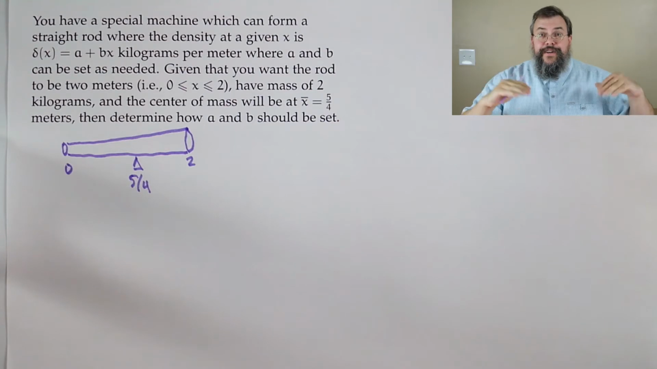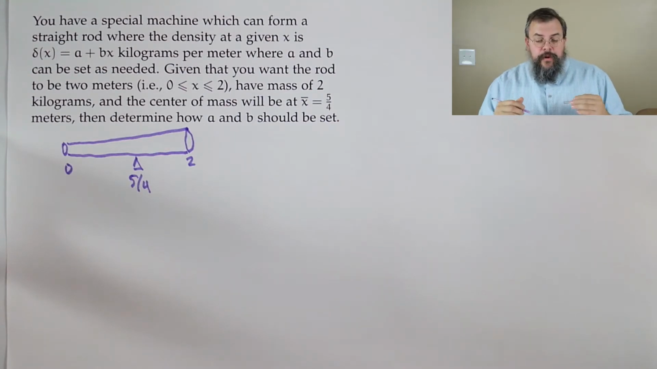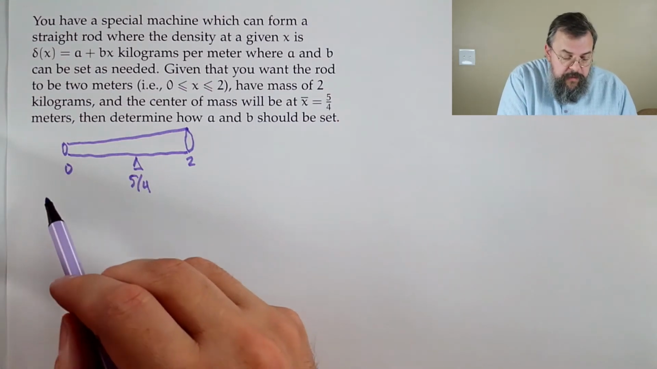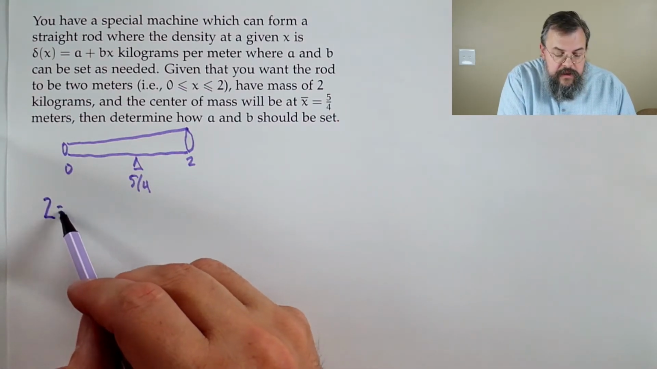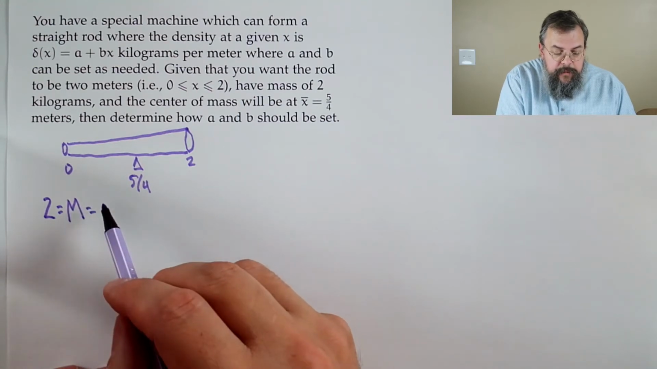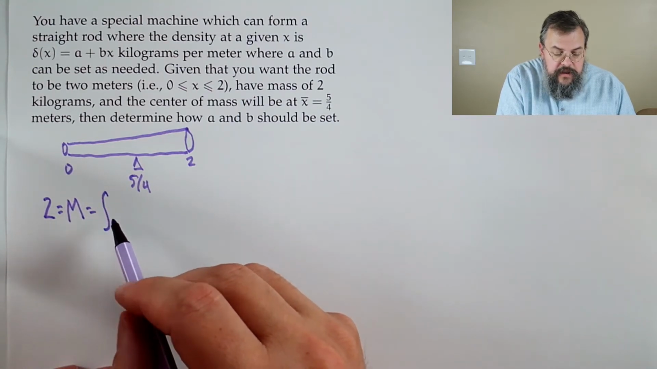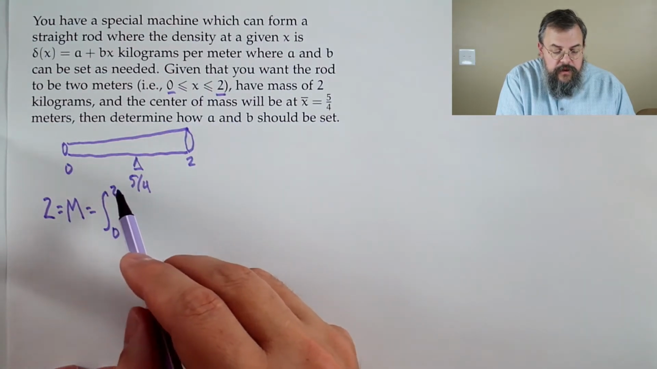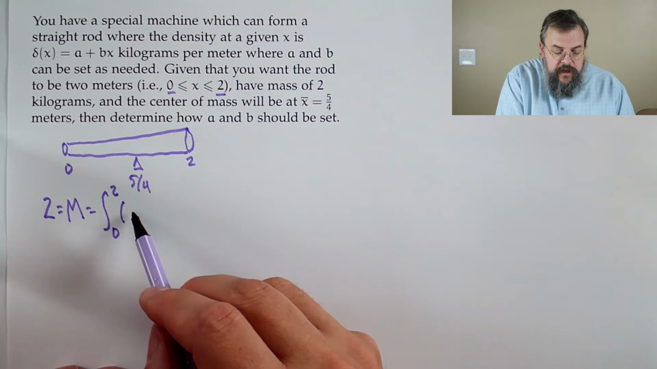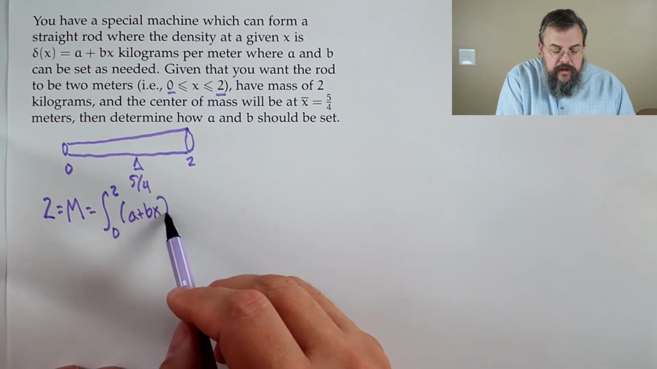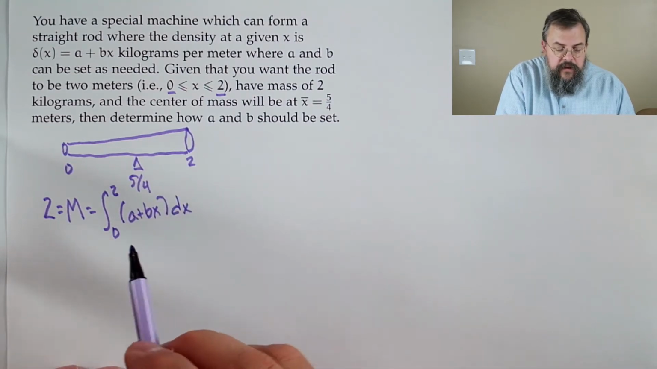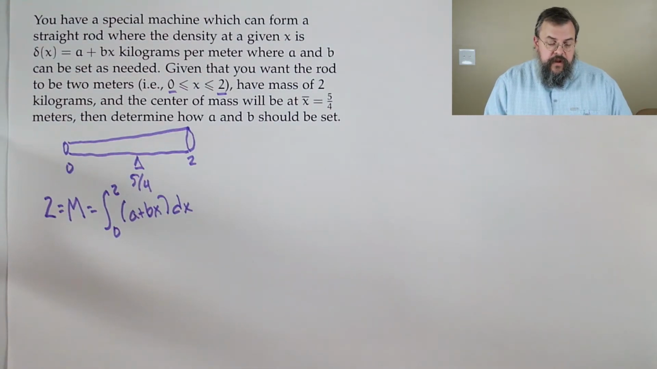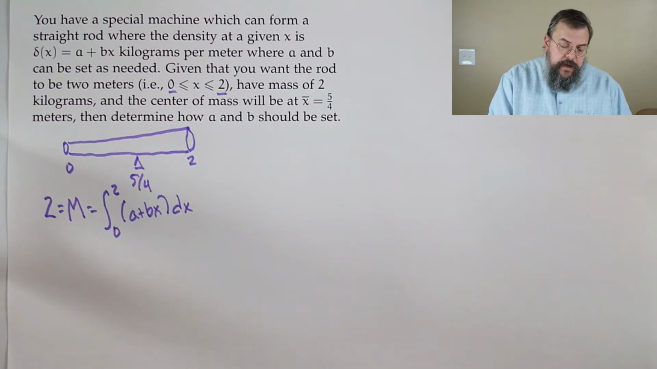Okay, well, let's get into it. Let's start with what we can say for sure. We know something about the mass. The mass is 2. So 2 is our mass. And we know how to find mass. It's the integral, start to finish, 0 up to 2, of our density times our length. So density times length. No big surprises. So we integrate that.